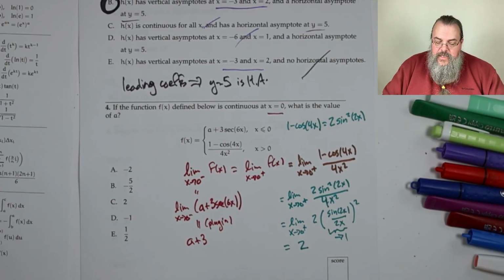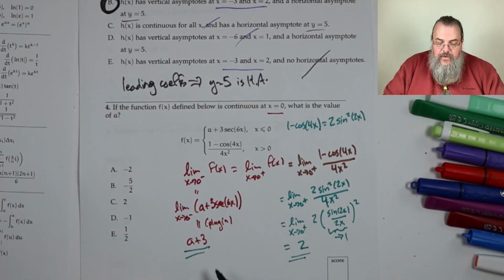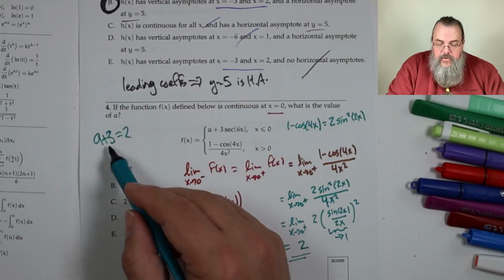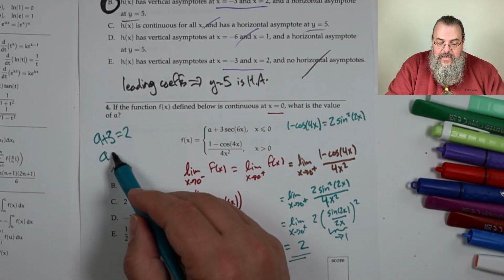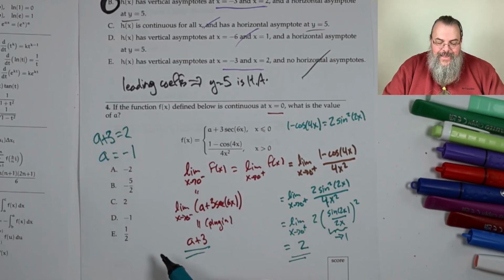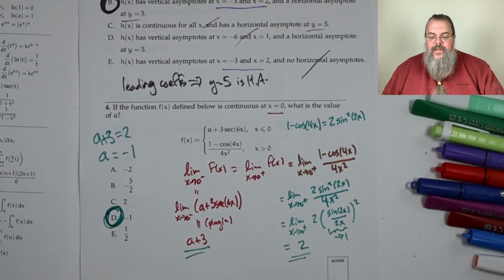So what's our punchline? We said this part, if we follow it through, equals that part. Okay, so a plus 3 equals 2. Subtract 1. A is minus 1. Sorry, I said subtract 1. Subtract 3. A is minus 1. So our answer is D.